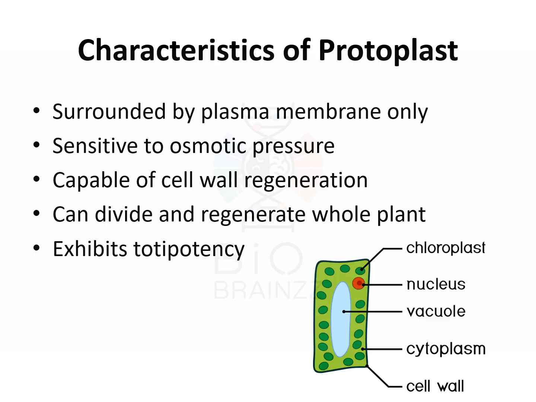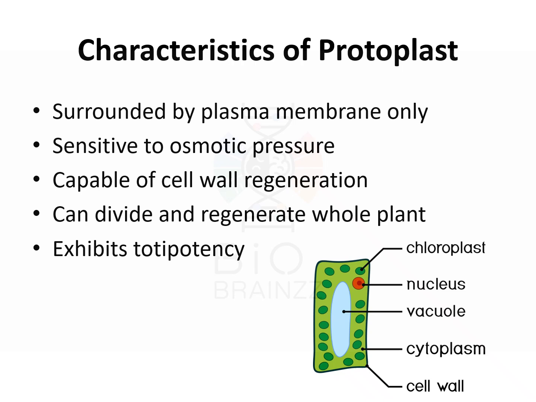Protoplasts have several unique characteristics that distinguish them from normal plant cells. Since they lack a rigid cell wall, they are surrounded only by the plasma membrane. This makes them extremely sensitive to osmotic conditions. Even a small change in surrounding solution concentration can cause swelling, shrinking, or bursting of the cell. Therefore, maintaining osmotic balance is crucial and critical during handling and culture.